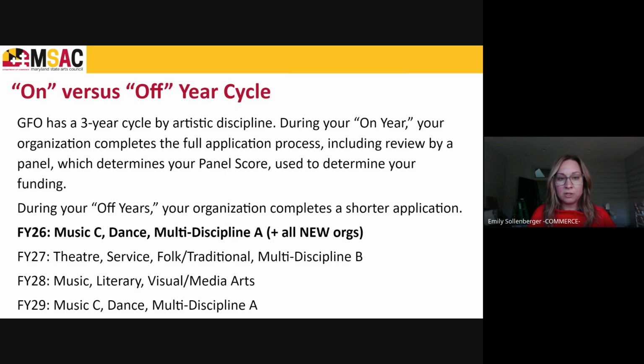So for example, if a new organization comes in and they're perhaps a theater organization, they'll be completing that full application that on year as a new organization and then fall into the theater discipline. So then they'd be going into another on year for FY27.